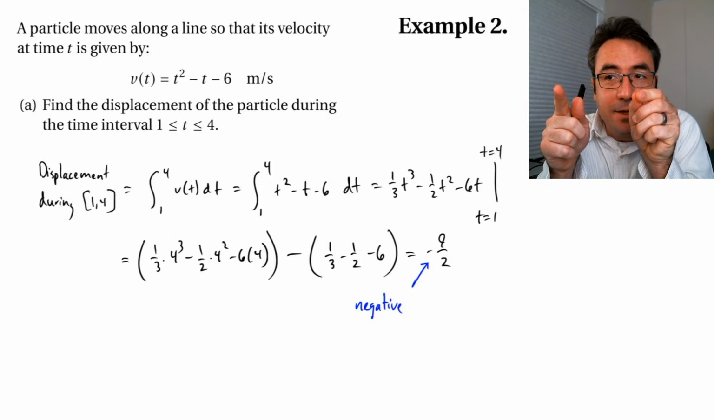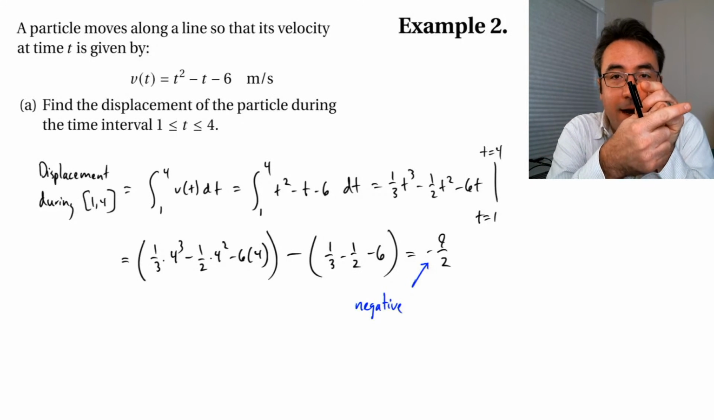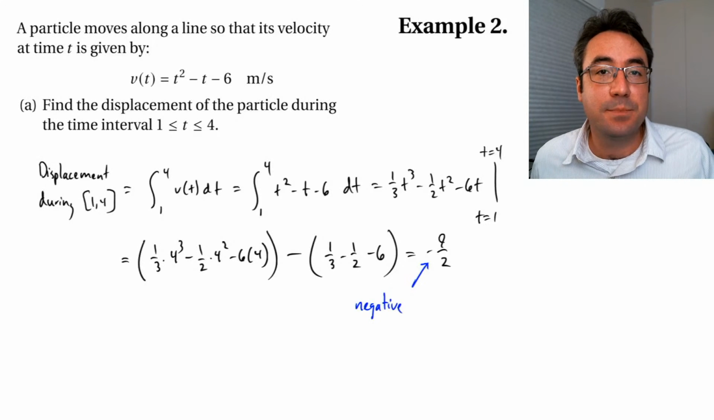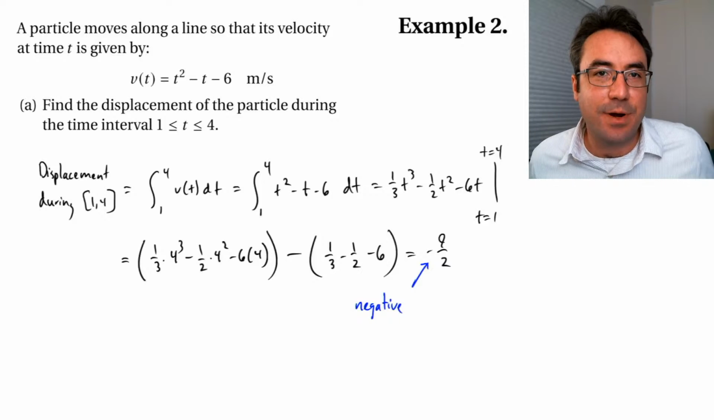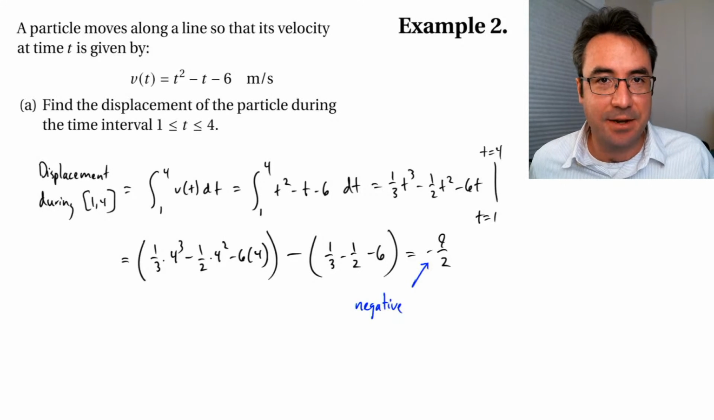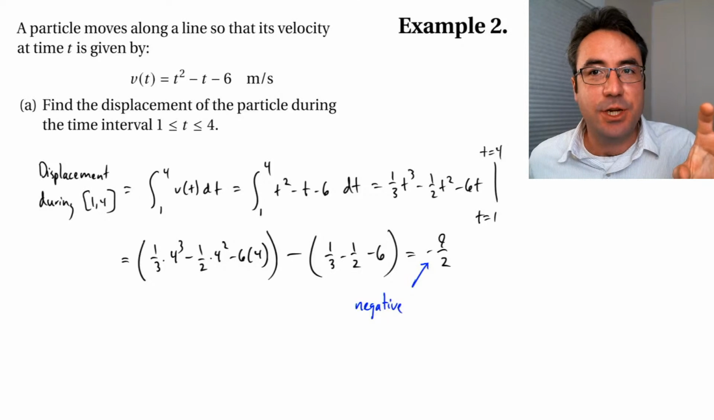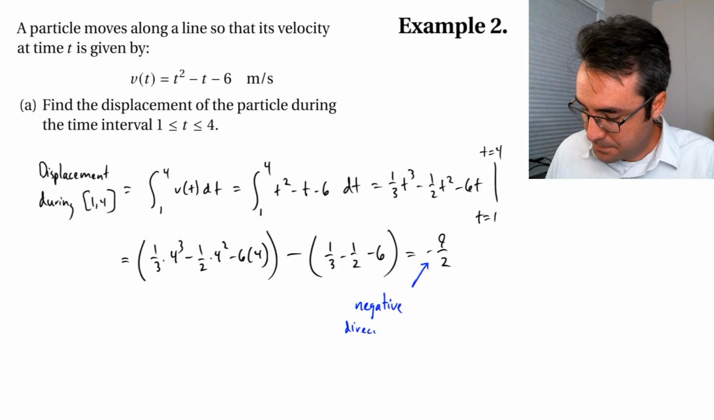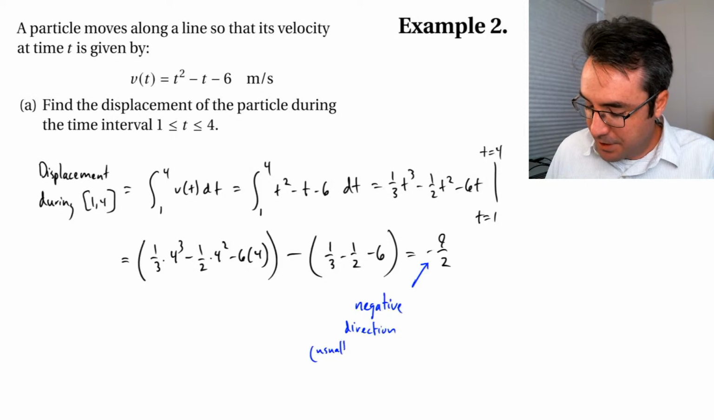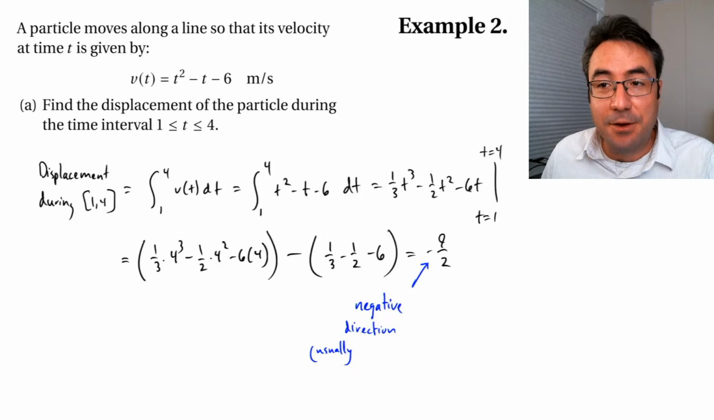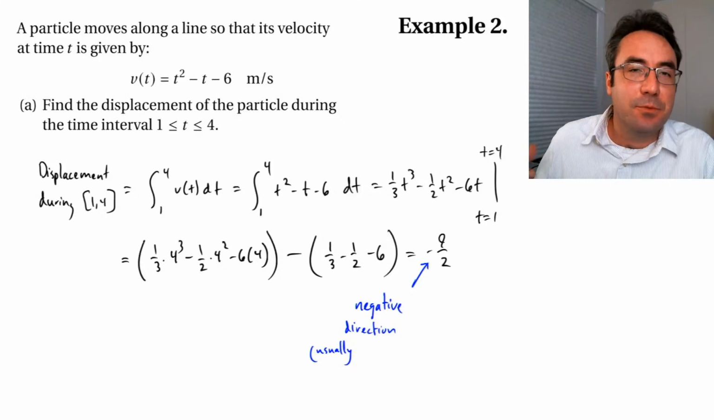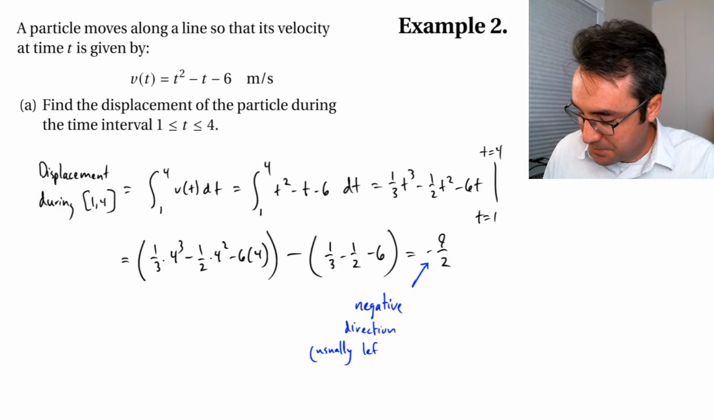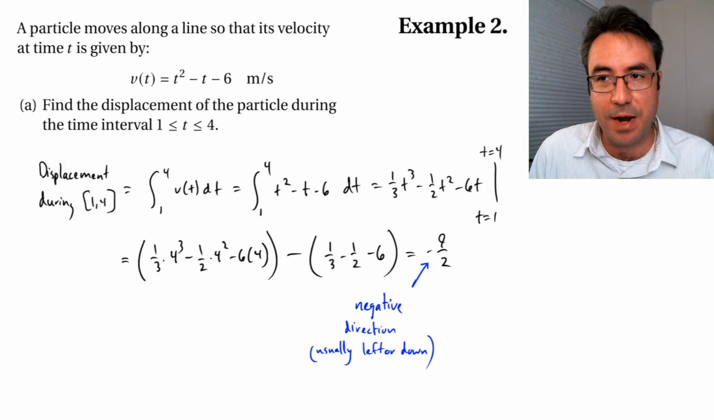So it might have gone positive and then stopped and then came back. But in the end, it ended up to the left or in the negative direction from where we started. So that's what that negative represents. The net change is in the negative direction. And for our purposes, usually we're talking about left or right or up or down. So the negative direction is usually left or down. Not always, but usually that's what we mean by the negative direction.